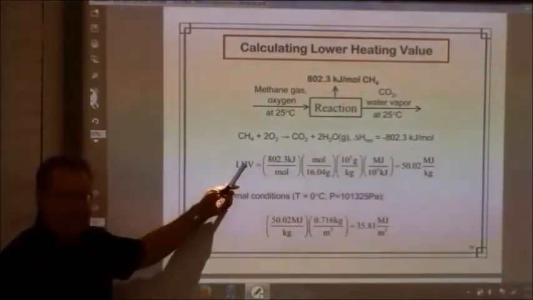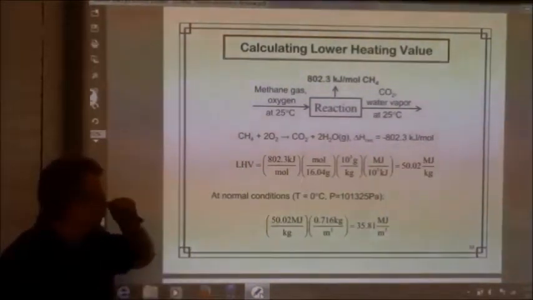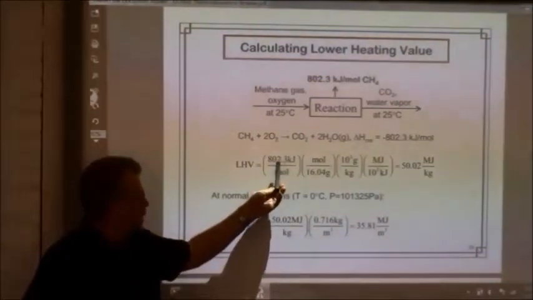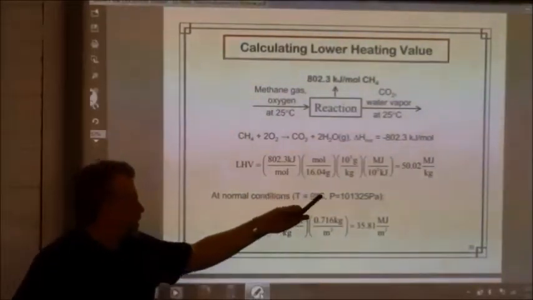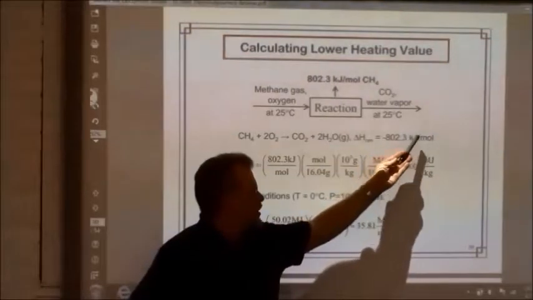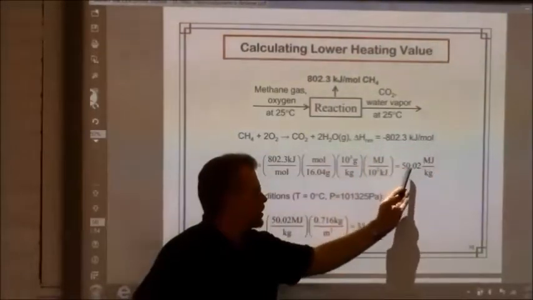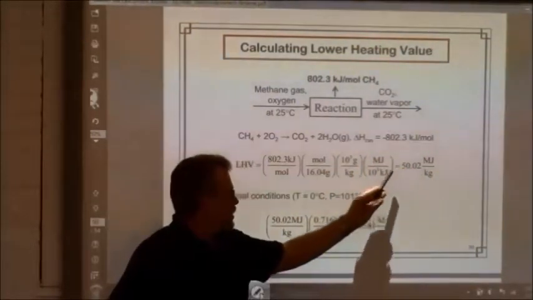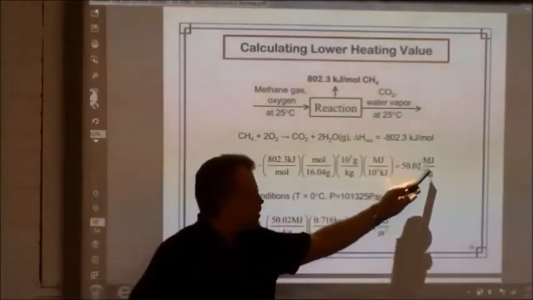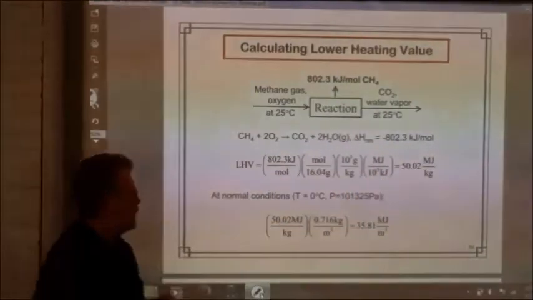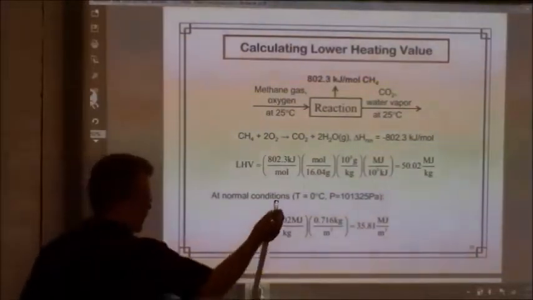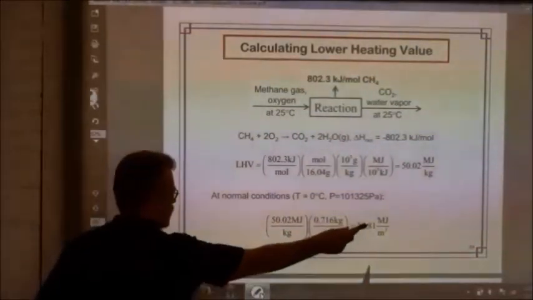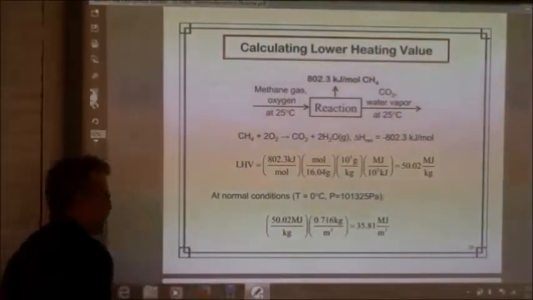The lower heating value is actually what we're going to do is multiply by the molecular weight. And so then instead of talking about kilojoules per mole, we can talk about per mass. And so we convert that to megajoules per kilogram. It's about 50.02 megajoules per kilogram. At normal conditions, for instance, we could also talk about megajoules per meter cubed.